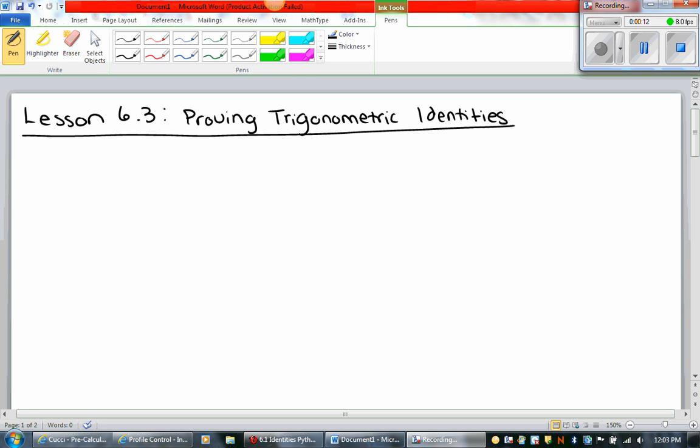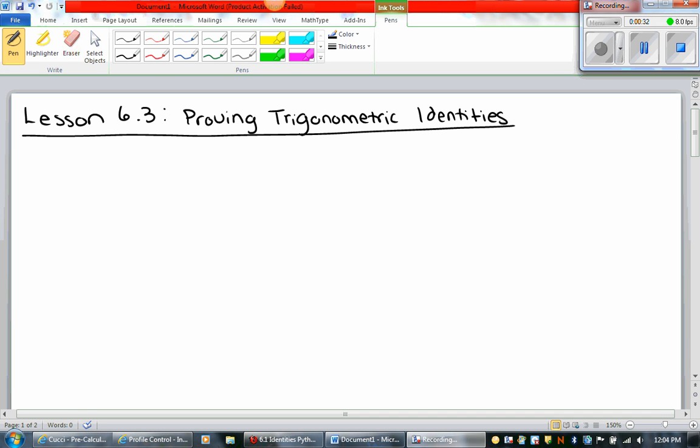Okay, so by the end of this lesson, you should be able to prove identities using other identities. And you should also be able to use the product to sum identities and the sum to product identities to derive other identities.